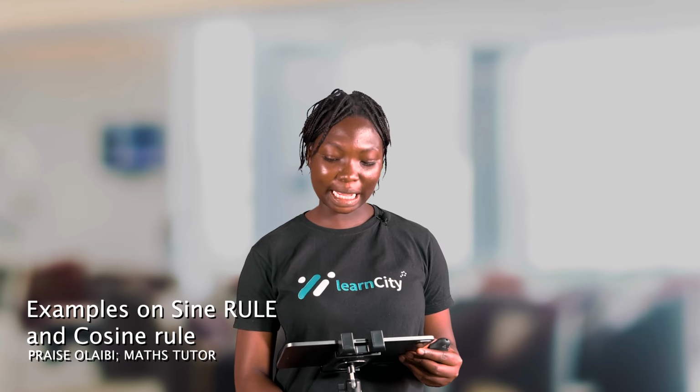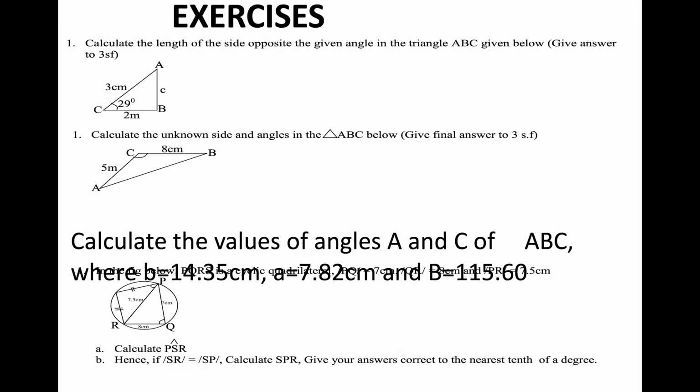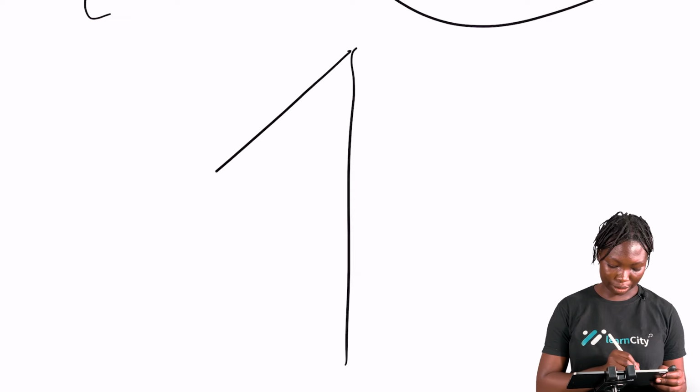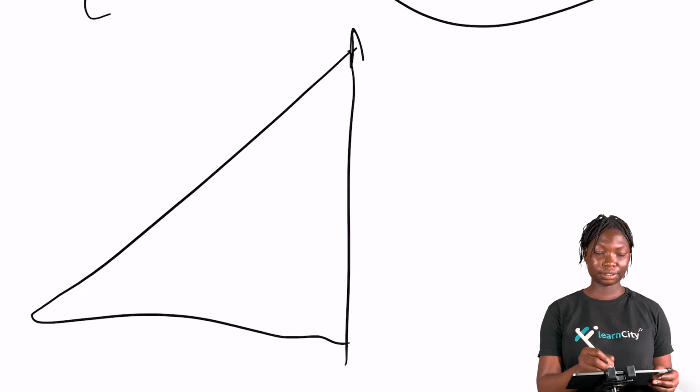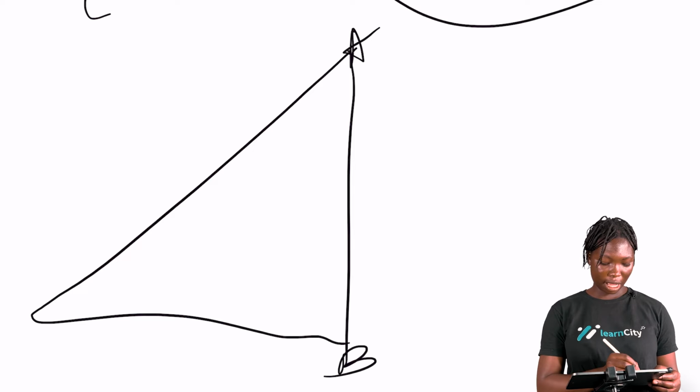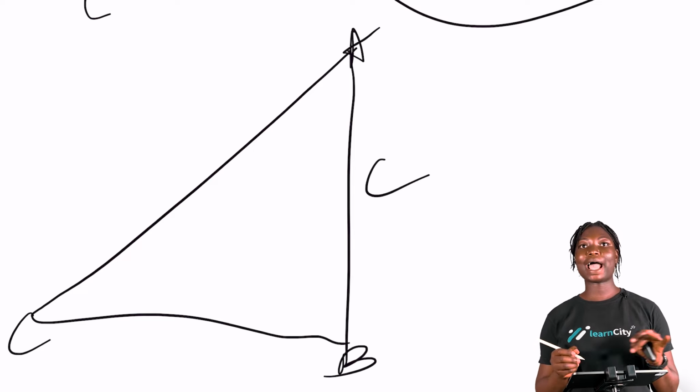And our first example today says, calculate the length of the side opposite the given angle in the triangle ABC given below, and give our answer to 3 significant figures. We should calculate the length of the opposite side of the given angle of the triangle ABC. So where we have this triangle, we have A, we have B, and we have C. So we have to find C.